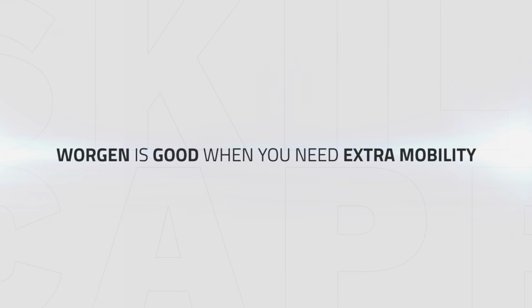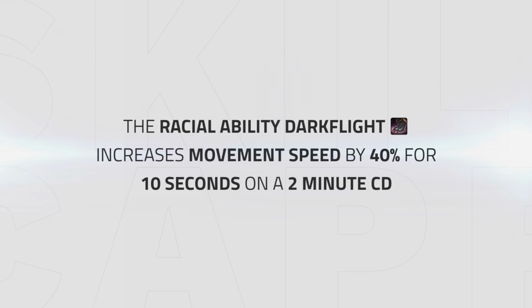Worgen could be a good pick when you need extra mobility versus a certain comp, for example when facing a melee cleave that will train you. The racial ability is Darkflight, which will increase your current movement speed by an additional 40% for 10 seconds on a 2 minute cooldown.